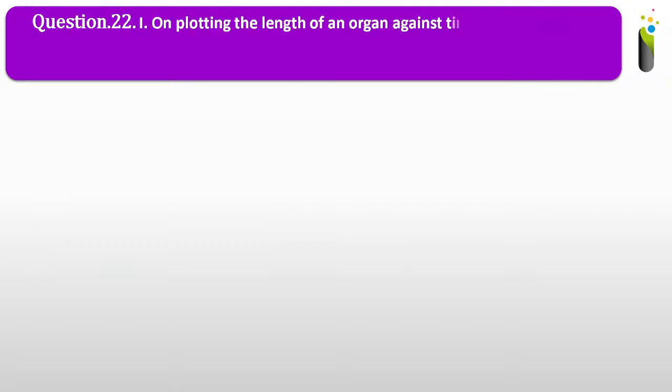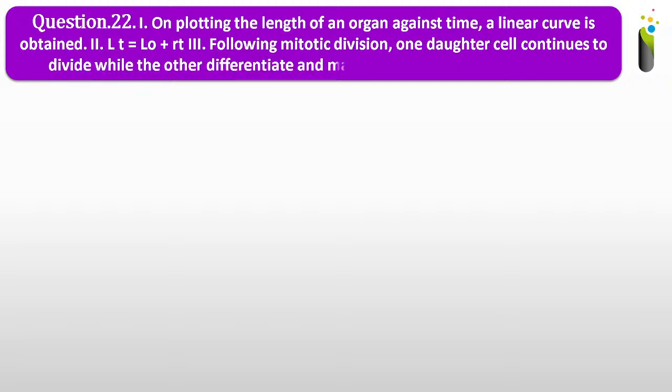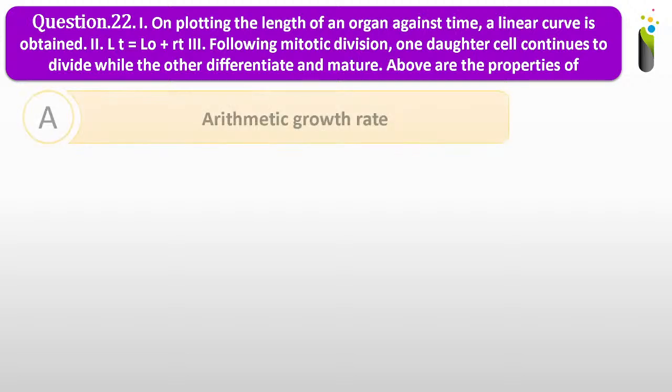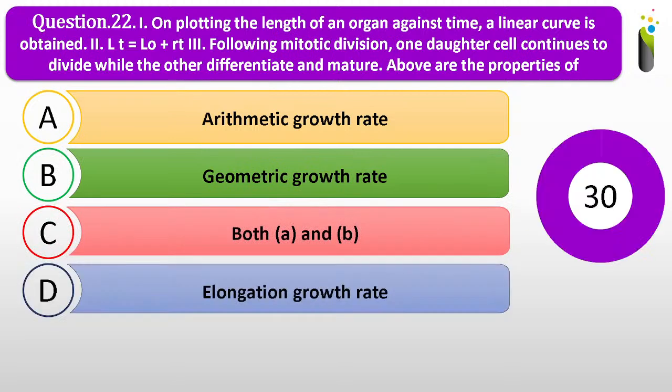First, on plotting the length of an organ against time, a linear curve is obtained. Second, LT is equal to L0 plus RT. Third, following mitotic division, one daughter cell continues to divide while the other differentiates and matures. Above are the properties of dash. A. Arithmetic growth rate. B. Geometric growth rate. C. Both A and B. D. Elongation growth rate. So what should be the answer for question number 22?